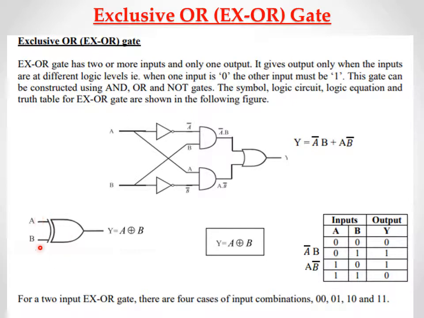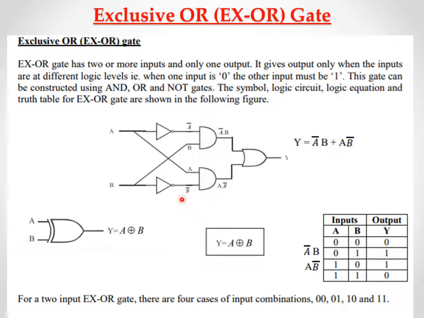Here the inputs are A and B and the output Y is equal to A exclusive OR B. The plus sign with a circle is the exclusive OR symbol. Now let's see the truth table of XOR gate. From the truth table, when any one of the inputs is exclusively 1, we are getting high output. For this high output, the corresponding inputs are A bar B and A B bar. So based on that, our output expression Y is equal to A bar B plus A B bar. This is equal to A exclusive OR B.